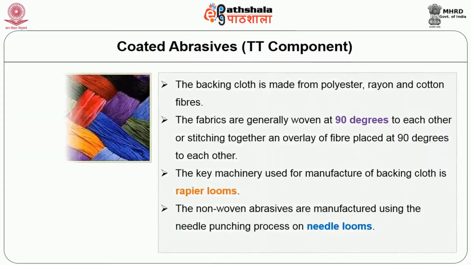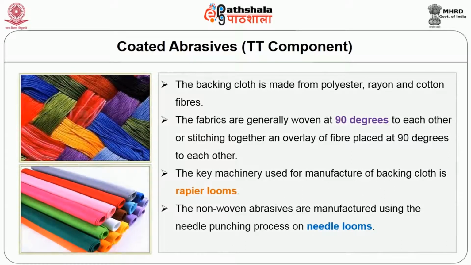The backing cloth is made from polyester, rayon and cotton fibers. The fabrics are generally woven at 90 degrees to each other or stitched together on an overlay of fiber placed at 90 degrees to each other. The key machinery used for manufacturing of backing cloth is the rapier loom. The non-woven abrasives are manufactured using needle punching process on needle looms.